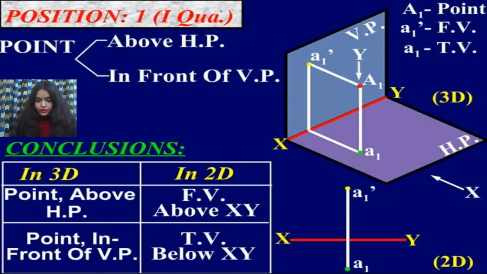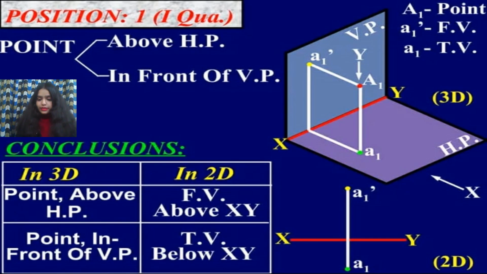So the point which is above HP has made what? Front view, top view, front view. Because A1 dash is the front view and A1 is the top view. We have studied the notations, right? So the front view will always be made on VP and the top view will always be made on HP. So here you get the conclusion: front view above XY, top view below XY. Clear?